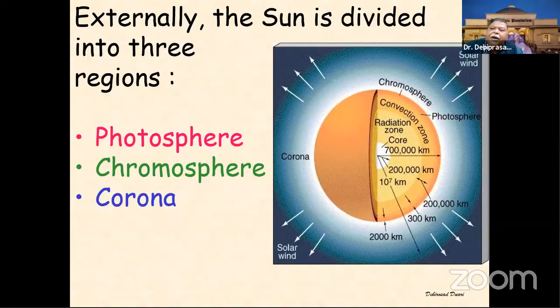Outwardly, the sun is again divided into three regions. The sun that you get to see in the early morning or late evening is called the photosphere. Over the photosphere, in a very thin layer, exquisitely pink colored gas can be seen, and that is called the chromosphere. And over the chromosphere, for thousands of kilometers, milky white radiation is called the corona. Nothing to do with coronavirus. Corona means crown. It's a Latin word, as if the sun is wearing a crown.